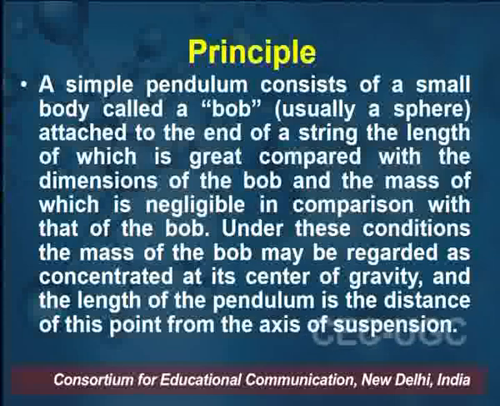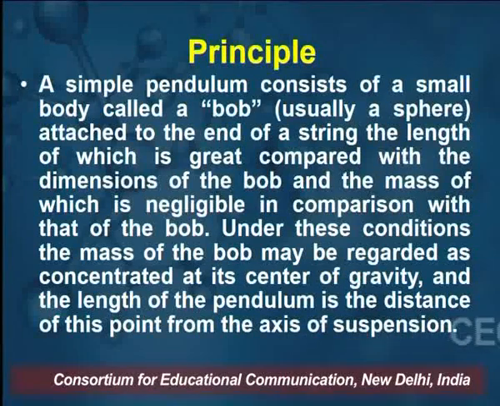Now what is the principle of this experiment? In the simple pendulum we have a spherical bob attached at the end of a string, whose length is large compared with the dimension of the bob, and whose mass is negligible compared with the bob. Under this condition we consider it a simple pendulum, and the length of the pendulum is the distance from this point, the axis of suspension.